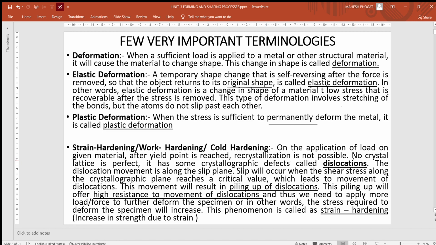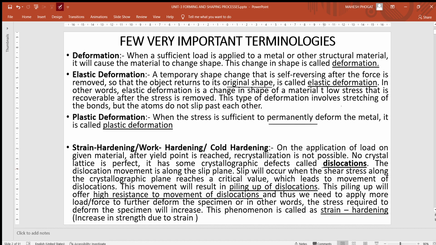Second point, all different kinds of crystals are available with some kind of defects, crystallographic defects. These are called dislocations. Now these dislocations are capable of moving along the slip plane. And who will make them move? The force which you are continuously applying. So when you go on applying the force, these dislocations will tend to move along their slip plane, and a point will come where these dislocations will pile up.